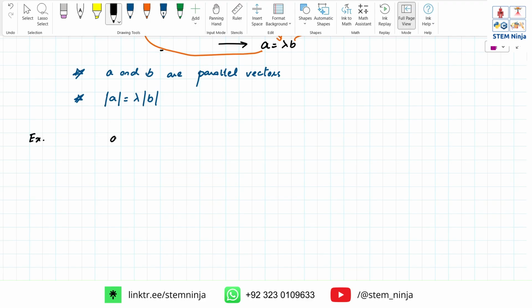So let's say you have vector B, 3, minus 1, 3. And we multiply this by, let's say 2. A is 2b. So what that means is to find out A, we need to multiply 2 with the vector 3, minus 1, 3. So component by component multiplication, 2 times 3 is 6, minus 2 and 6.